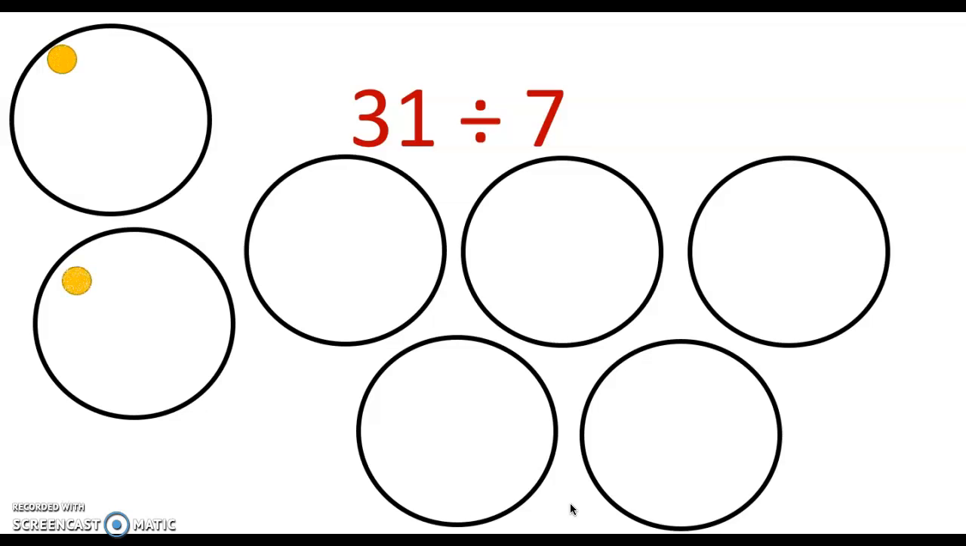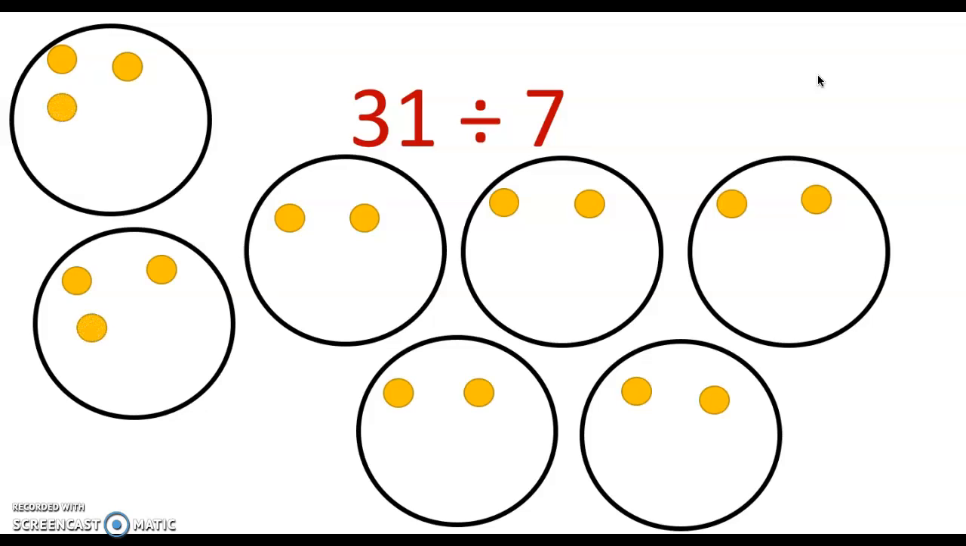So 1, 2, 3, 4, 5, 6, 7. Did we get to 31 yet? Nope, not yet. So let's do another round of sharing. 8, 9, 10, 11, 12, 13, 14. Still not there. 15, 16, 17, 18, 19, 20, 21. Not quite, we're trying to get to 31. 22, 23, 24, 25, 26, 27, 28.